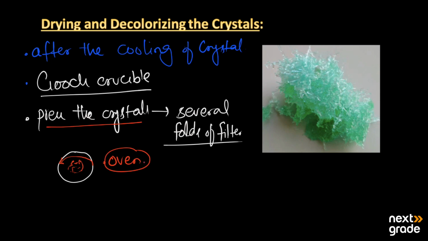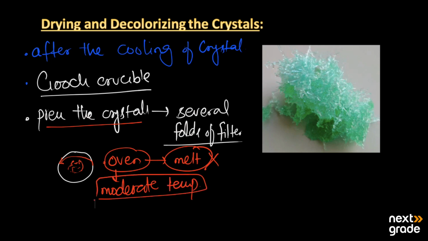So we have to heat it up to a limit, not so much that they start to melt. That's why we have to heat it at a moderate temperature. After heating them at a moderate temperature, we will gain the crystals in dry form. And if these crystals have some colored impurities, we can also remove the color of the crystals.